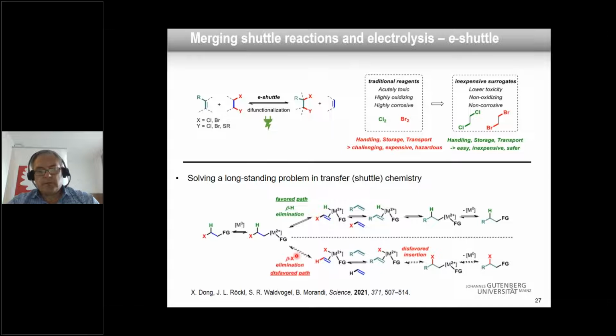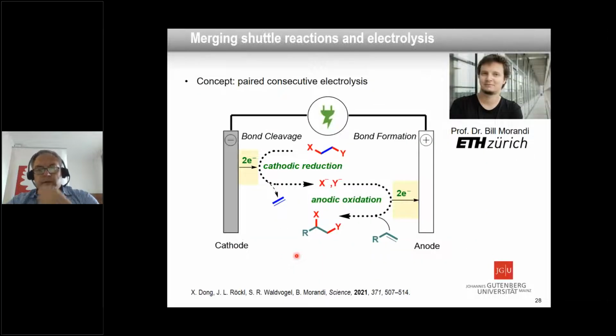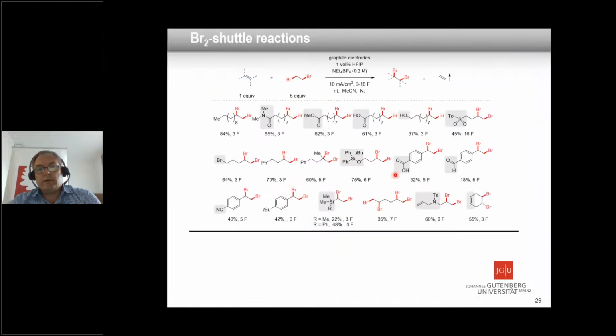Therefore, with a colleague, Bill Morandi from ETH Zurich, we developed this system where you have the bond cleavage here, which is done cathodically, and then you get the double bond system. You have the two halogenides. These were anodically oxidized. Sometimes you need a catalyst here, and then you generate this one here. We used both electrodes, and that's the reason why we have both electrodes in one of these cells.